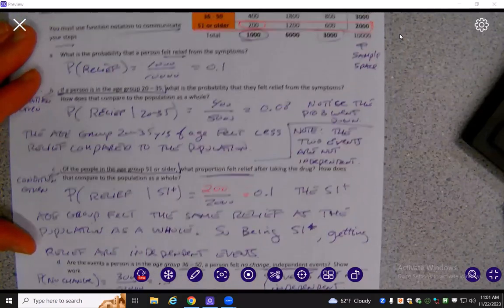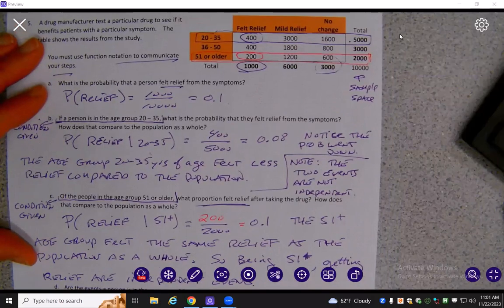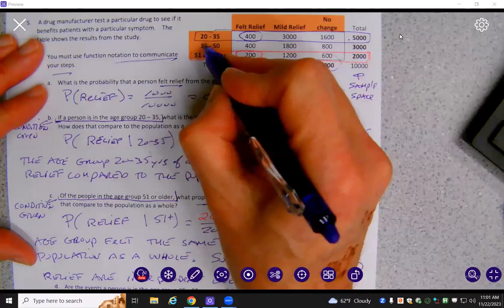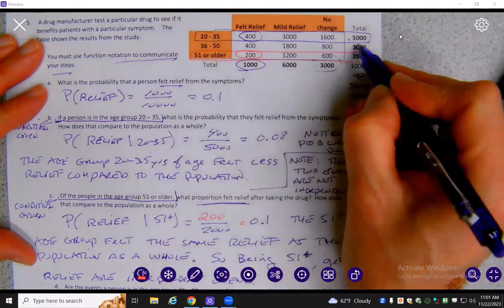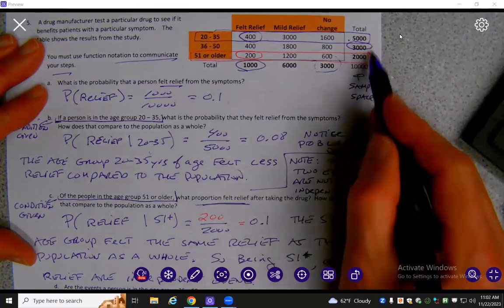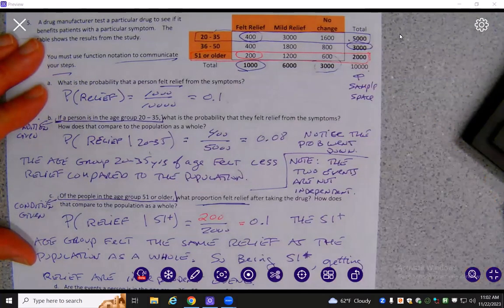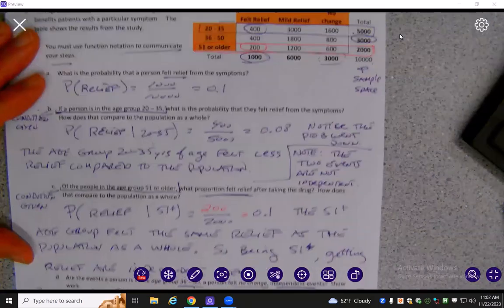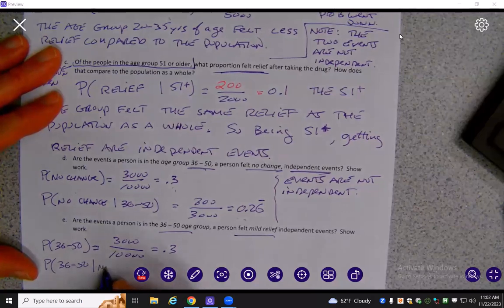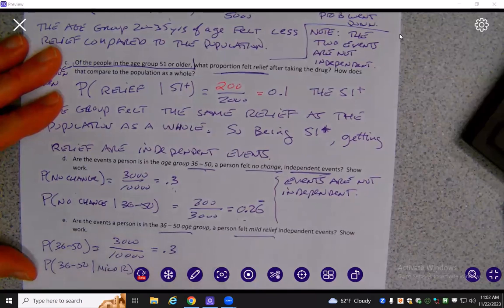Let me back it up a little bit. Right now, the first question is being in the age group 36 to 50. There's 3,000 people that were 36 to 50, but the question is about the entire sample space. So it's going to be this over this, because there's no condition placed here. Now, once I chose this, the next question has to be 36 to 50 given mild relief. So I'm going to go with mild relief.